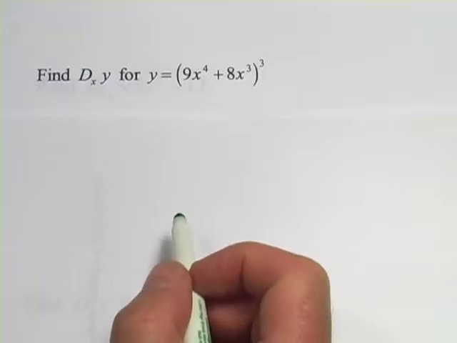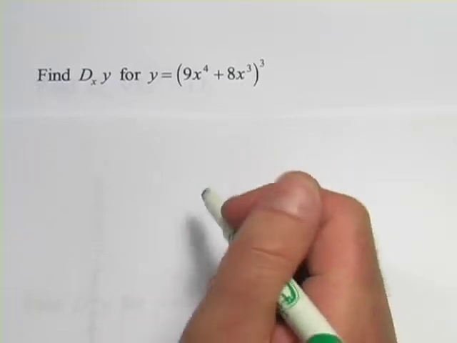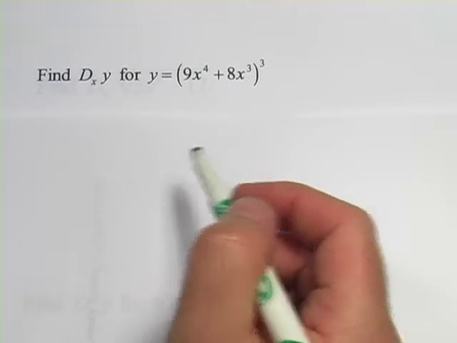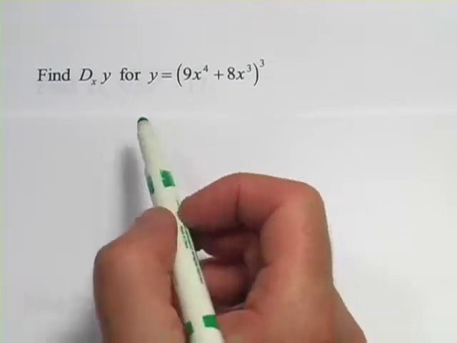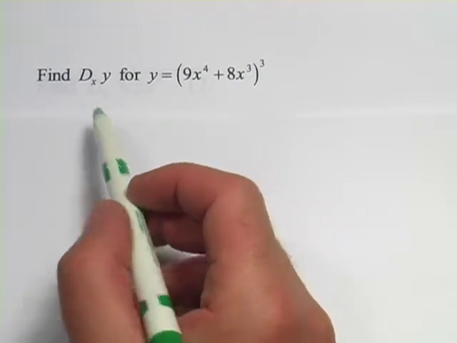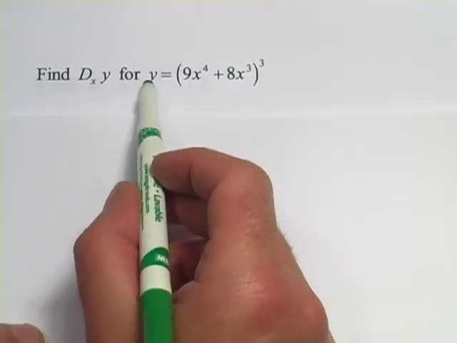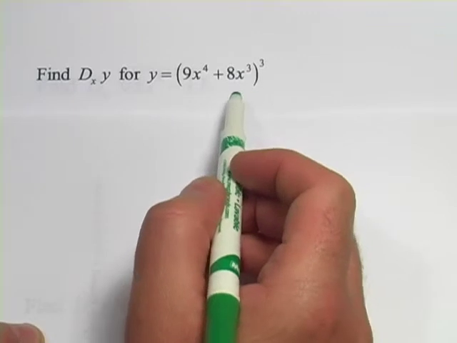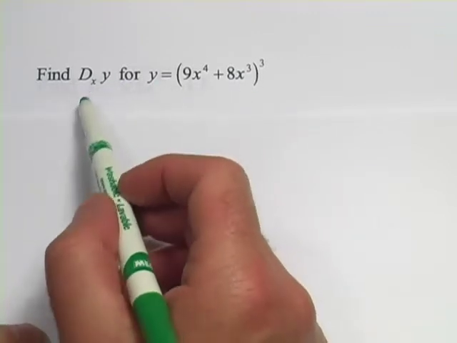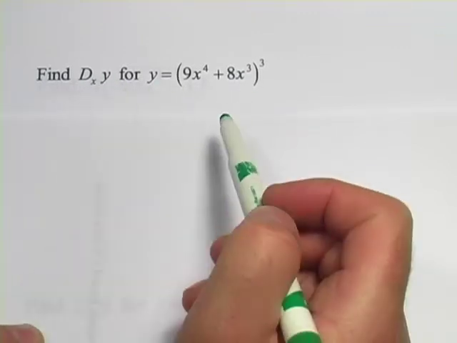In these problems, we are going to be tackling some really difficult looking derivatives using something called the chain rule. And again, there's another new type of notation here that you might not have seen before. This one says find big D sub x of y for the function y equals this mess. Well, that just means find the derivative with respect to x of y.